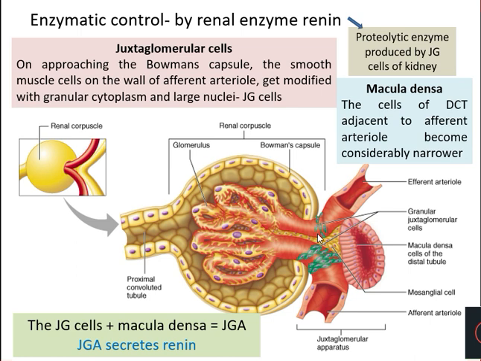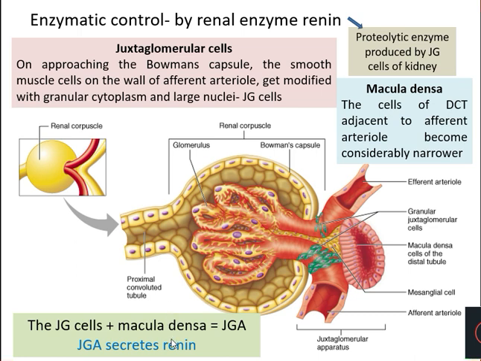Since they are located near the glomerulus, they are called juxtaglomerular. They are actually modified smooth muscle cells on the wall of the afferent arteriole as it enters the glomerulus. So this part is over. You understood what a juxtaglomerular cell is.